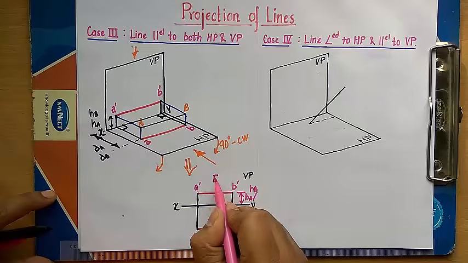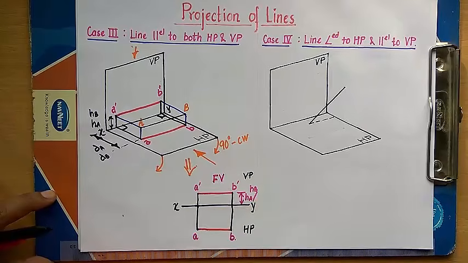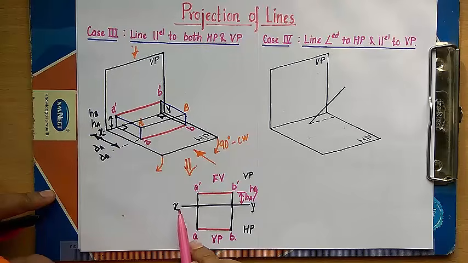So here we have it, front view of a line parallel to HP as well as parallel to VP. So the conclusion that we can draw is, when a line is parallel to HP and VP, both its front view as well as top view are going to be parallel to XY line.